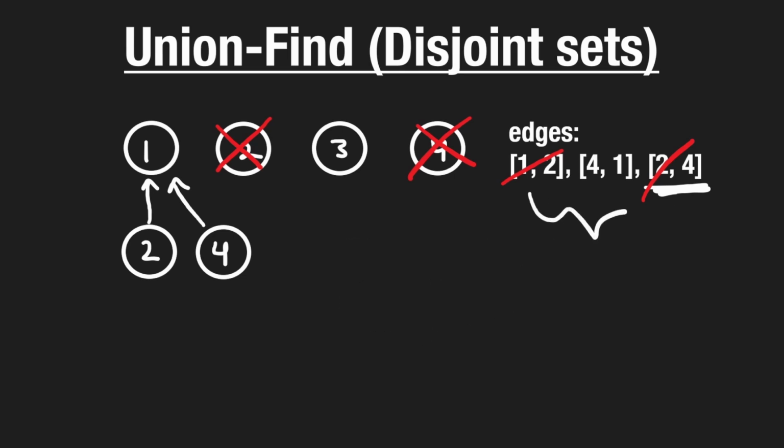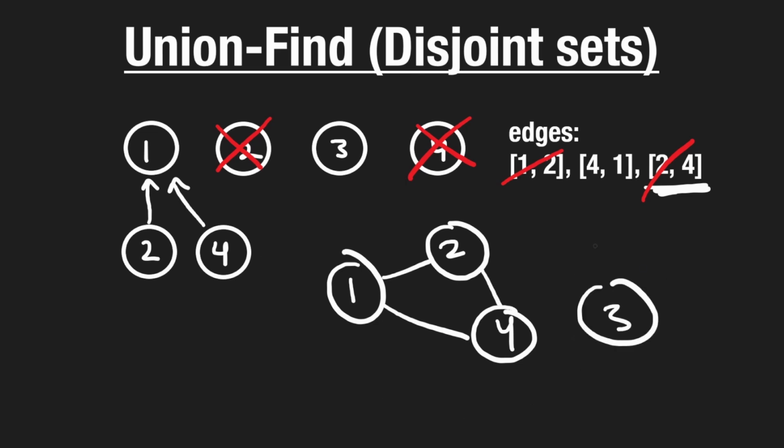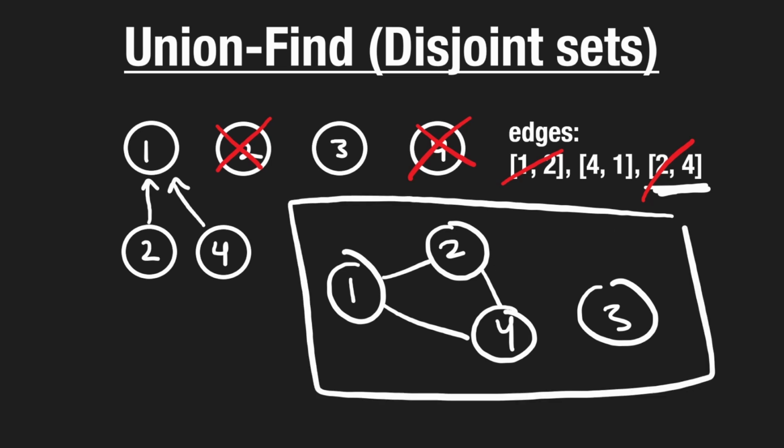Let's draw what this graph would look like to confirm. We have a 1, we have a 2, and we have a 4. 1 and 2 are connected, 4 and 1 are connected, and 2 and 4 are also connected. I mean, we do also have a 3, but it's not connected to anybody. So this is our graph, and our graph indeed does have a cycle. At least one of the components has a cycle.